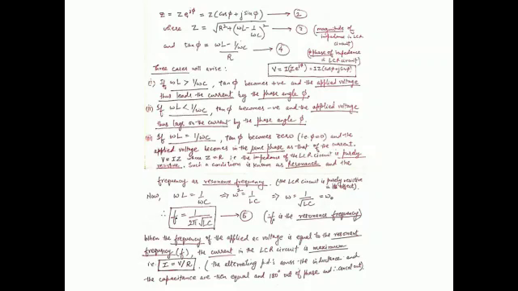And the phase of impedance in the LCR circuit, that is phi, can be expressed as tan phi equal to omega L minus 1 by omega C by R, and let this be equation number 4.